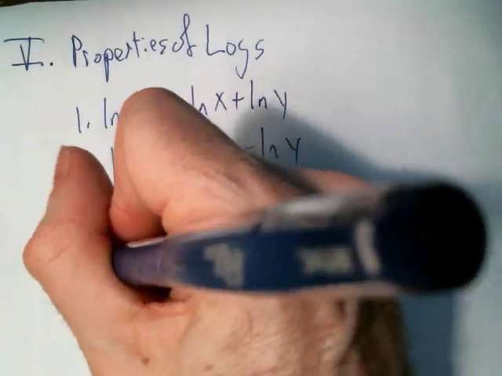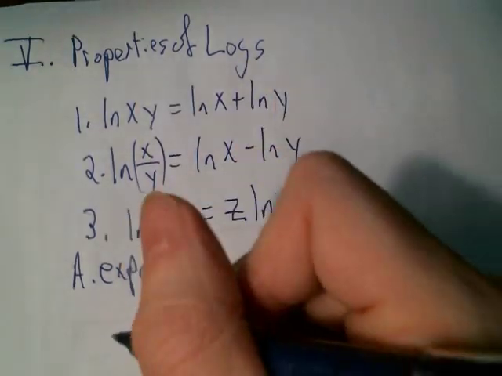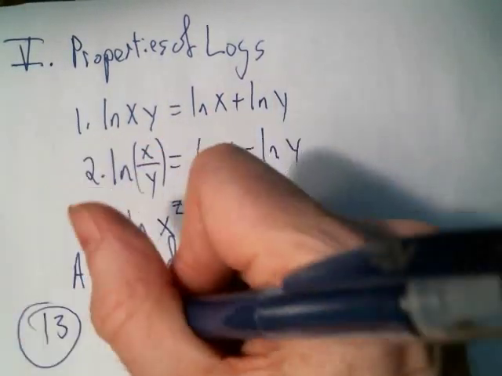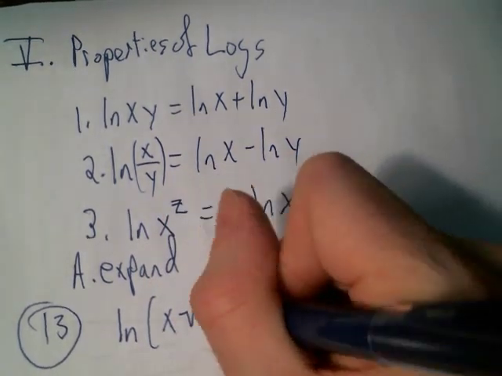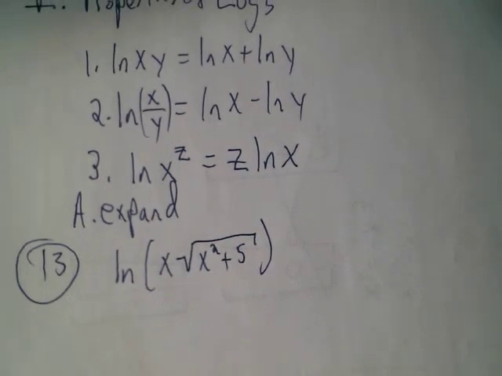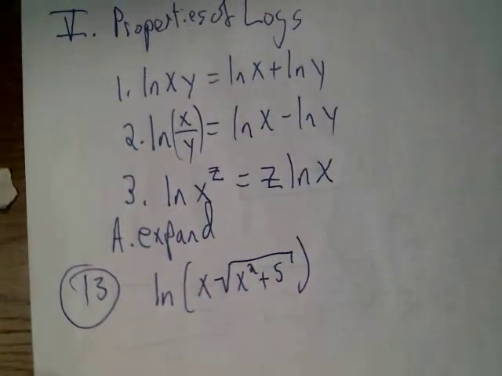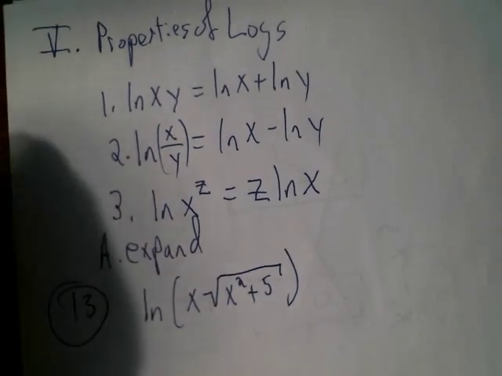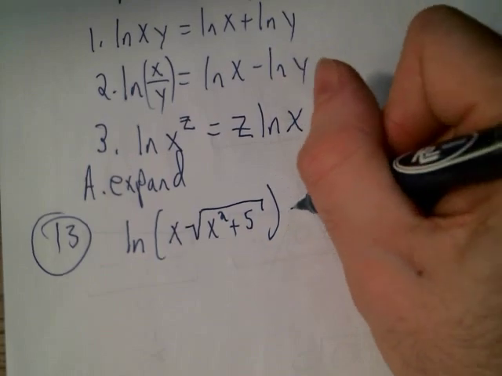And there's always two versions of these, expanding and then condensing. So it's like expanding. So 13. We have the ln of x times the square root of x squared plus 5. I want to expand this thing, so write it as a sum of logs. So here we go.